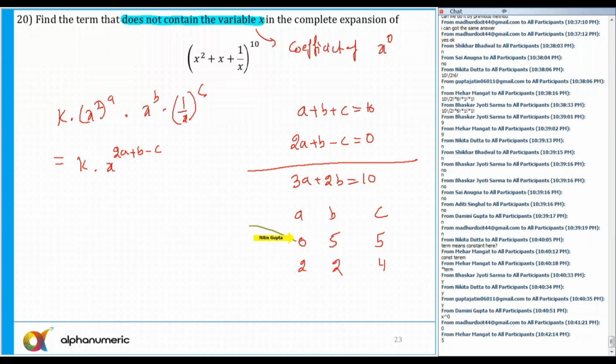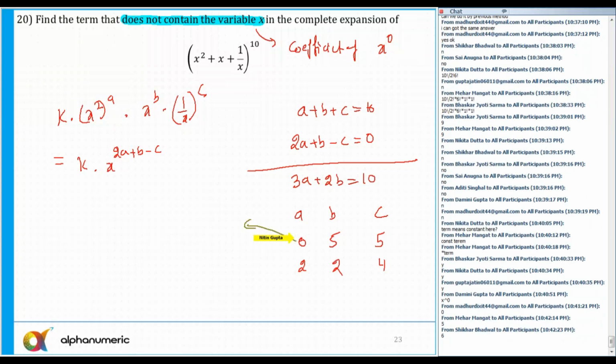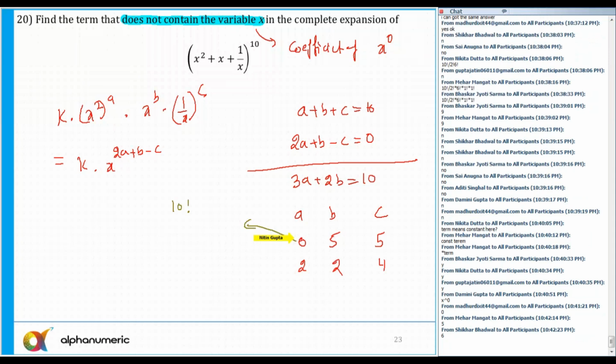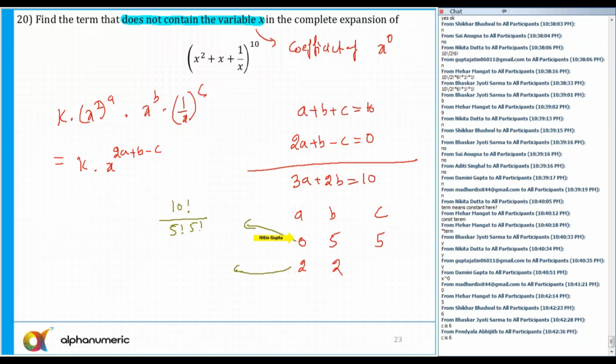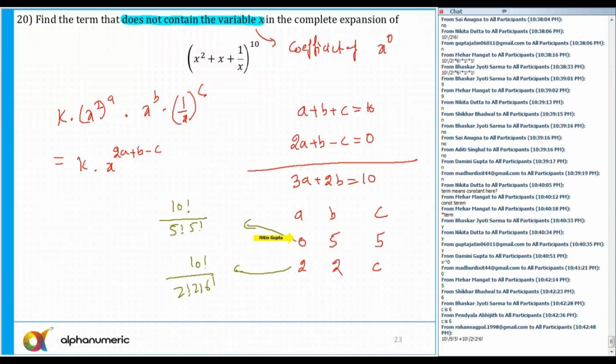Alright. So now I need to just pick the arrangement. So how many ways to arrange here? That is total 10 factorial upon factorial 5 into factorial 5. In this case, how many ways can I arrange? Yes, 2 plus 2 is 4, 4 plus 4 is 6. That's right, Bhaskar. 2 plus 2 is 4, so c is equal to 6. So this is factorial 10 upon factorial 2 into factorial 2 into factorial 6. And if you add these two, the answer will be 1512. So any doubts now, please respond.